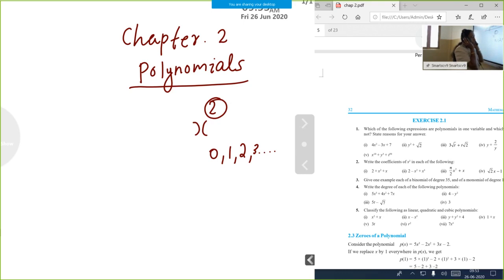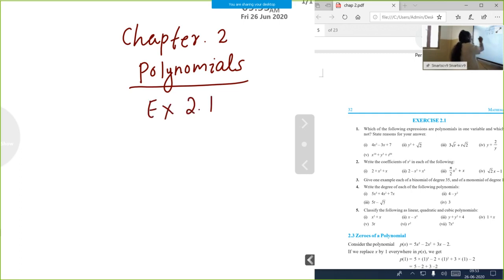So our exercise 2.1, our first question. Which of the following expressions are polynomials in one variable and which are not? State reason for your answer. And our first expression is 4x square minus 3x plus 7.